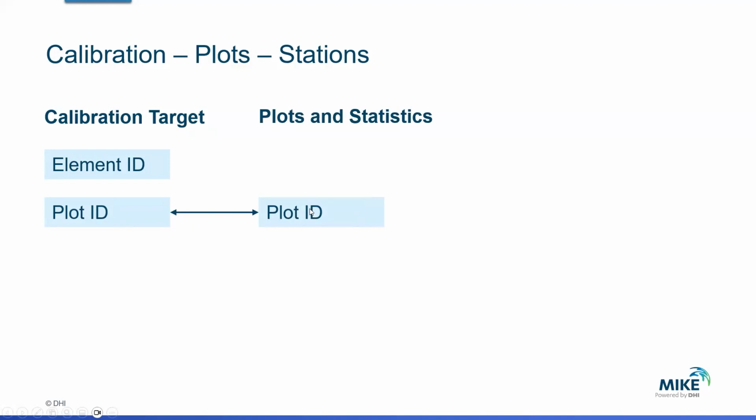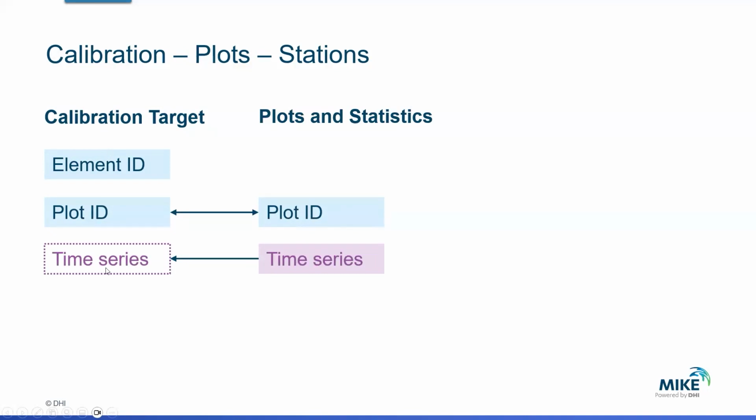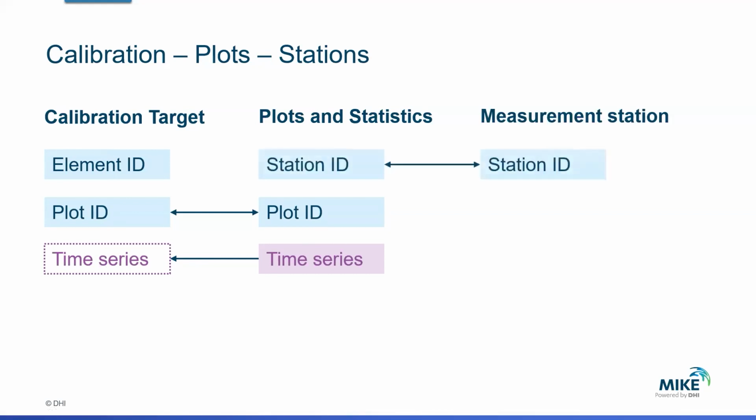Why is that? Because in the plot ID, we also have the time series, as you have seen. And the time series is used to run the calibration. So this is the way how the time series come into the calibration editor. Measurement and stations are not really needed. I mean, they are good to understand the thing, but for the calibration itself, they are not needed. But they are needed for the plots and statistics. So how does this work?